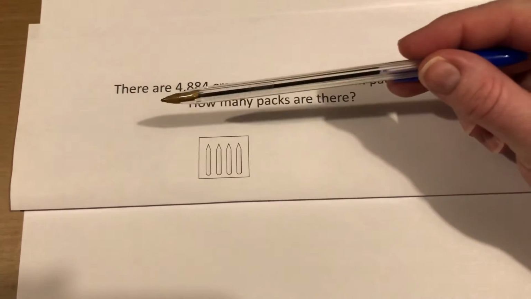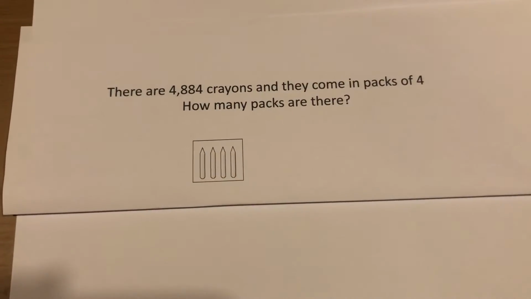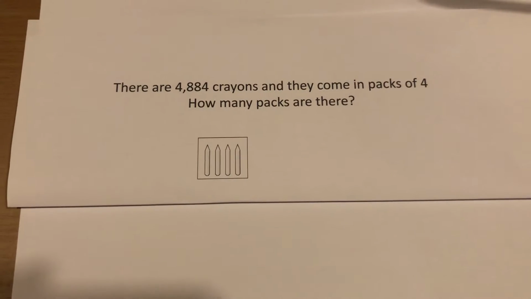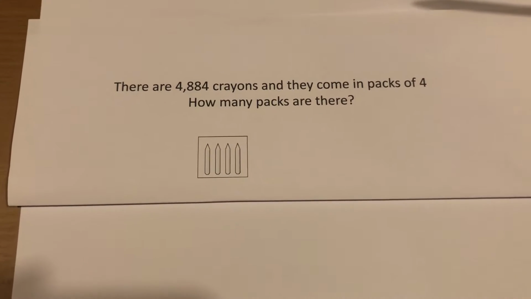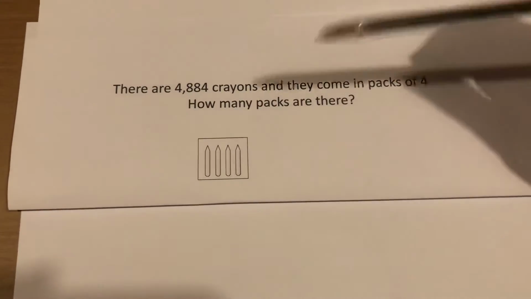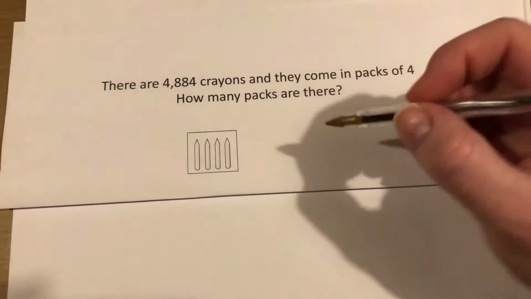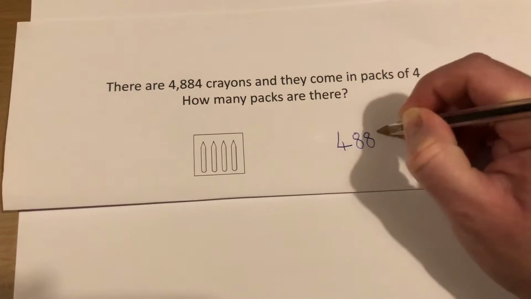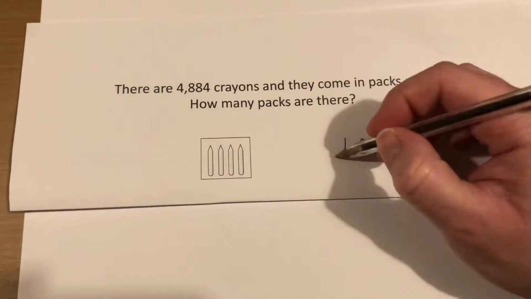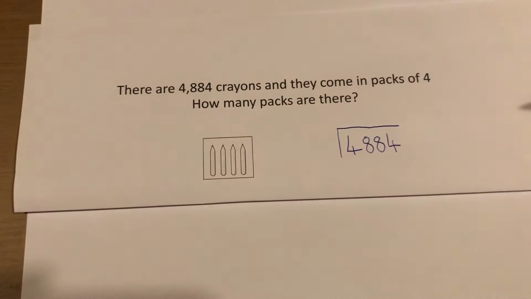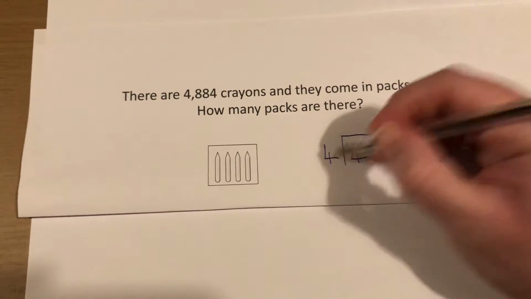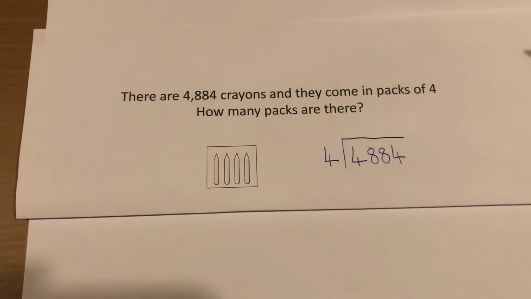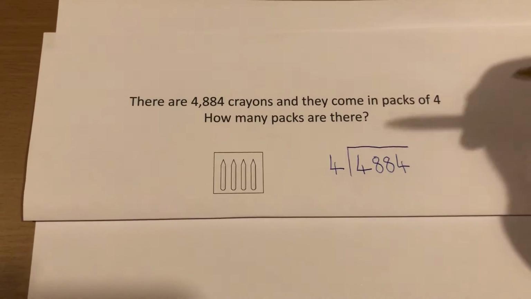It says there are 4,884 crayons and they come in packs of 4. How many packs are there? So they come in packs of 4. So we need to divide the 4,884 by 4. So we put that in our bus stop and then we have our divisor on the outside and then we get started with our division.